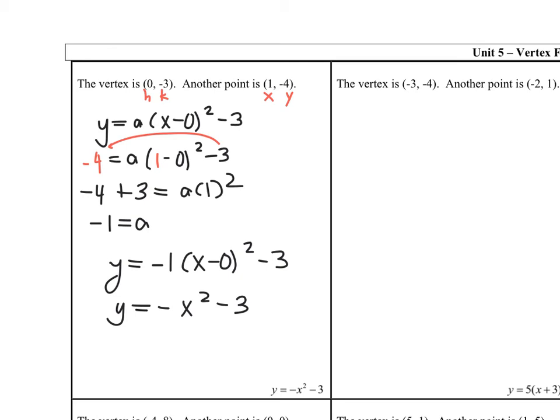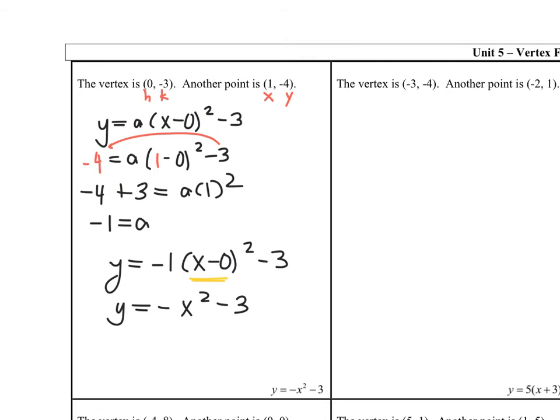Now, for your final answer, you do not need to put this x minus 1, and honestly, for proper form, you really shouldn't, because anything minus 0 is itself, so I just kept it as negative x squared minus 3. If you want to put negative 1x squared minus 3, that's fine, but again, a coefficient of 1 or negative 1 does not need to be shown.